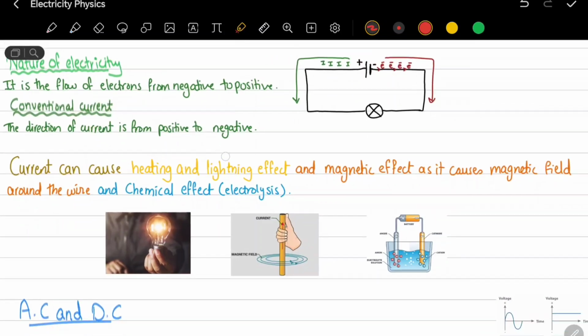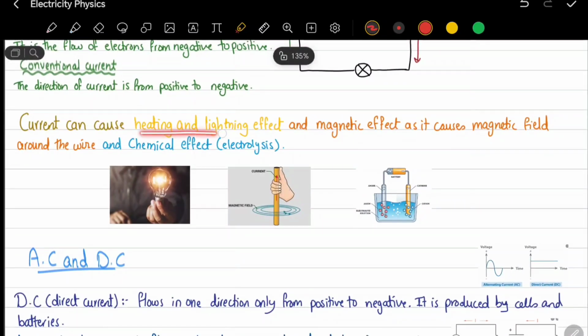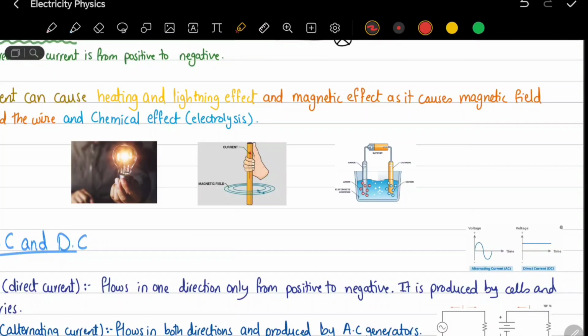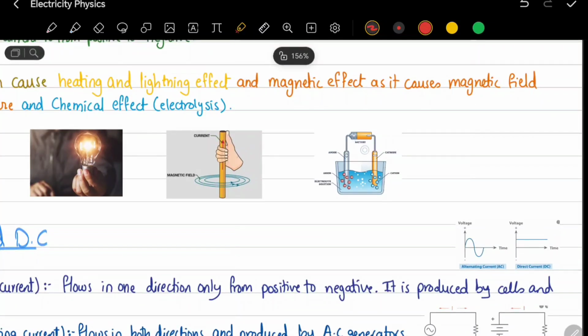Current can cause heating and lighting effect. It can cause magnetic effect, as it causes a magnetic field around the wire, and a chemical effect, which is electrolysis. For example, heating and lighting effect is when you see a bulb. The bulb, basically, you can receive both light energy and heat energy. Here we have the magnetic effect. If you have a current moving through a wire, it will experience a magnetic field. And here we have the chemical effect, which is happening in an electrolytic cell.